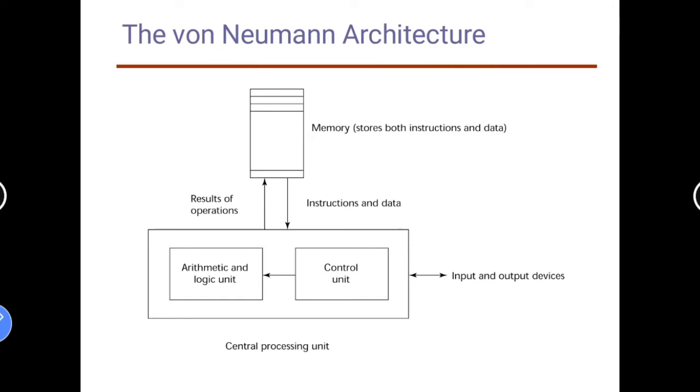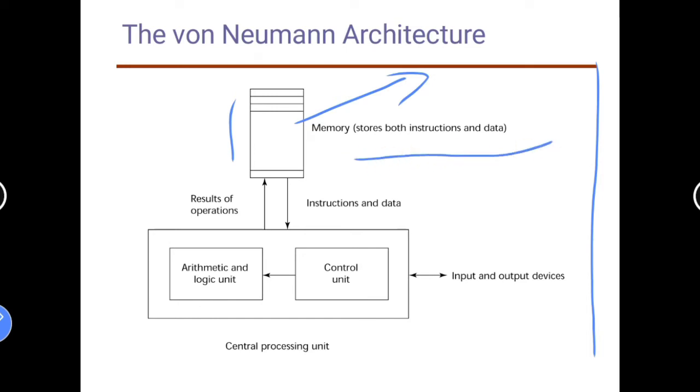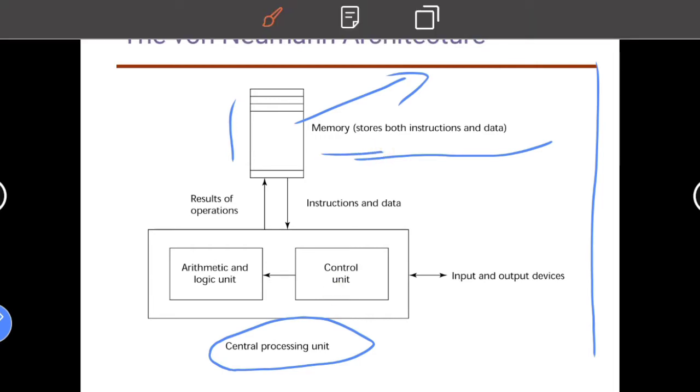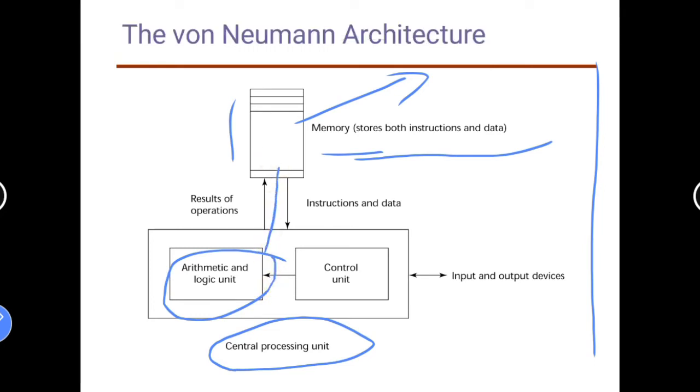Now see the basic structure of the von Neumann architecture. There is memory, which stores instructions and data. This communicates with the central processing unit, which has the results of operations and the instructions and data. The CPU reads the instructions and data from memory in the control unit and does some arithmetic or logic operation, and the result produced goes again to the memory. If it needs to be output, the data comes to the central processing unit and produces the output. This is the basic structure of the von Neumann architecture.